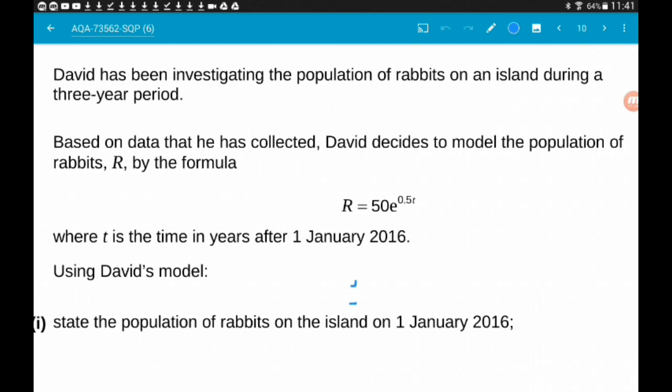So for this one then, David has been investigating the population of rabbits on an island over a 3-year period. Exciting stuff. Based on the information he has collected, he has decided to model the population with the formula R equals 50e to the 0.5t, where t is the time in years after the 1st of January 2016. It's worth noting here we are dealing with exponential growth. How do I know that? Because we have a positive power of e. So positive powers grow, negative powers decay.